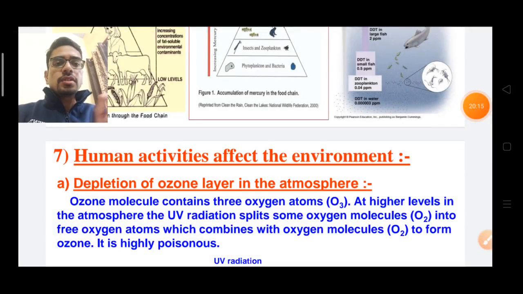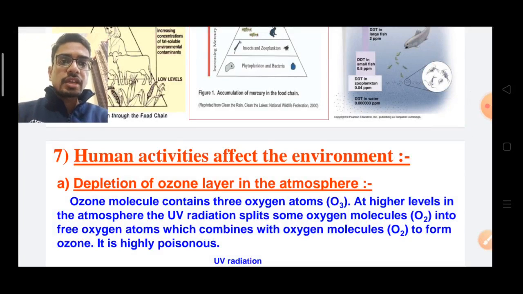You have heard about the ozone layer, that the ozone layer protects us from UV radiation, and protects our environment. So UV radiation is ultraviolet radiation, and the ozone layer protects us from it. But how? The ozone layer protects us from UV radiation by using it in its formation.